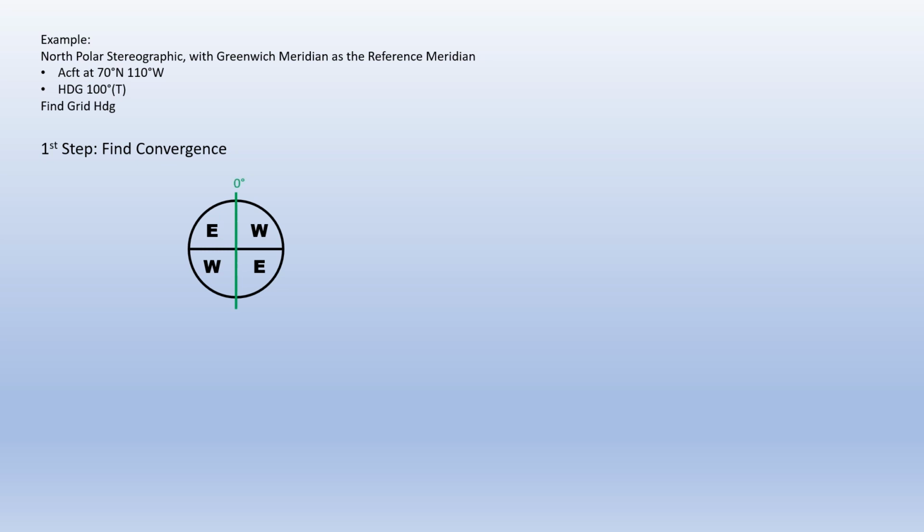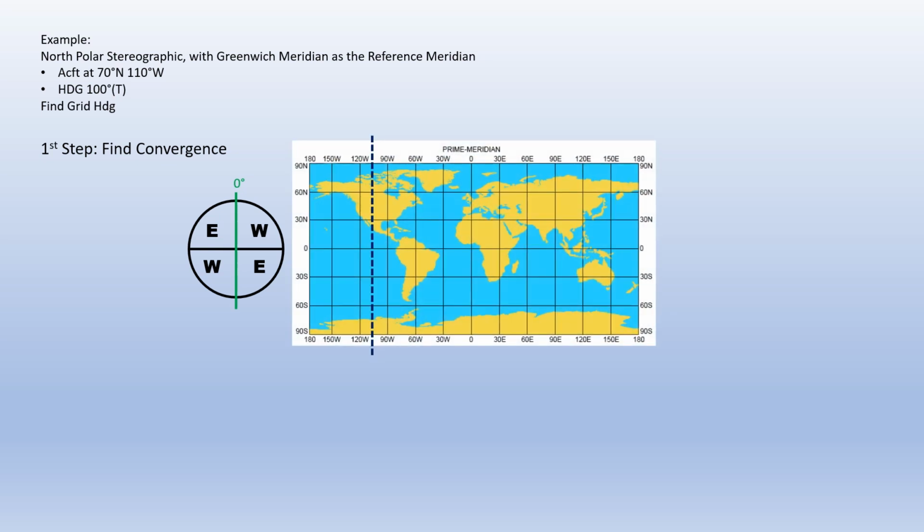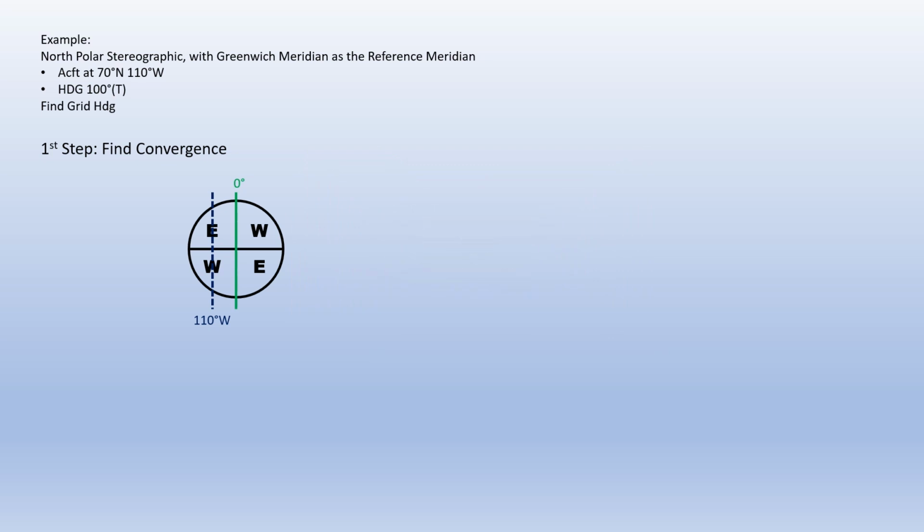Next, we need to locate the position of 110 degrees west in relation to 0 degree longitude. By referring to the map on the screen, 110 degrees west is to the left of the prime meridian. Since the example stated that this is a north polar chart, our position will be in the top left region. The convergent is east. For a polar stereographic chart, the value of convergence equals the change of longitude. Thus, convergence equals 110 degrees east.